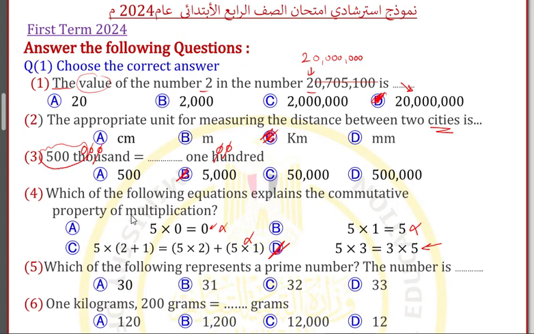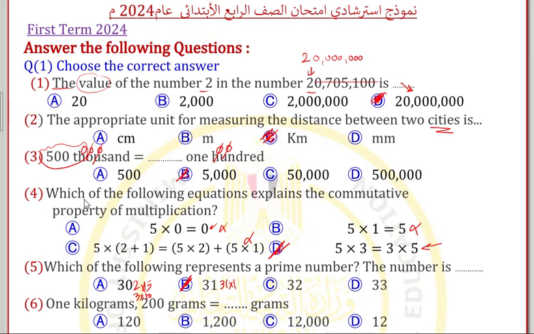Okay, so question number 5, which of the following represents a prime number? 30 is not a prime, because 30 is 2 times 15 and 3 by 10. 31 is a prime, of course. Why? Because 31 is only 31 times 1. It has nothing else, no other factors.